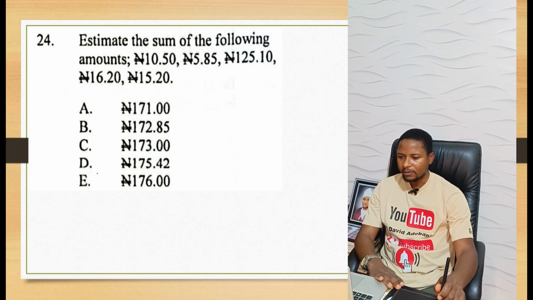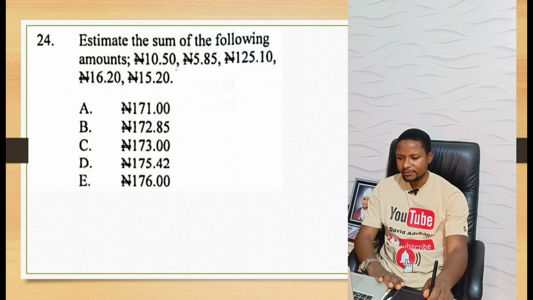Moving on to 24. Estimate the sum of the amount. So estimate means to round up first before adding. So the first number here will be rounded up as 11, because 5 is rounded up, then 8 too is up, so this will be 6. Don't forget, this is what I round up, that's plus 1, that's why I have 11. This is what I round up to, that's plus 1, that's why I have 6.